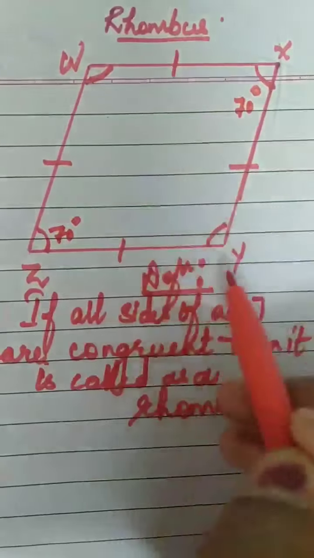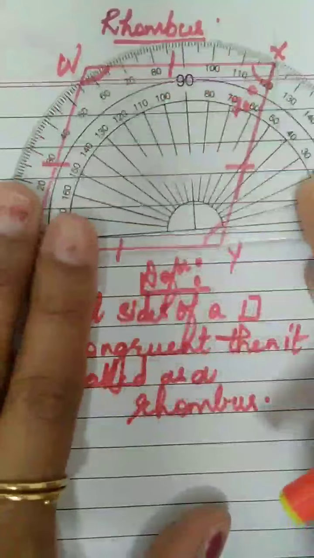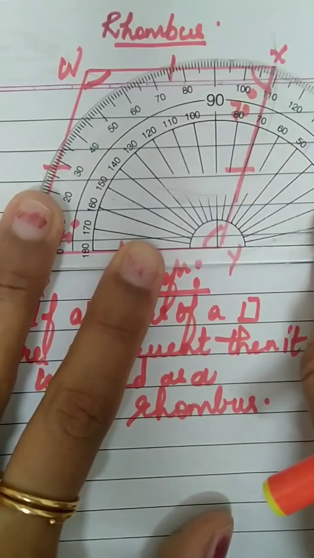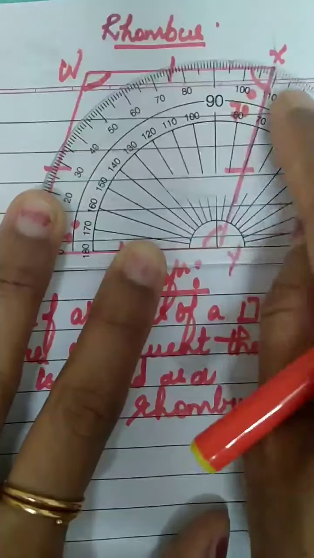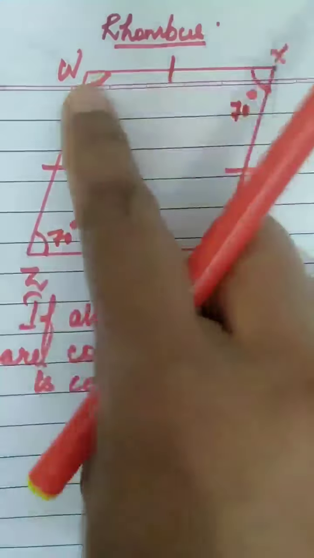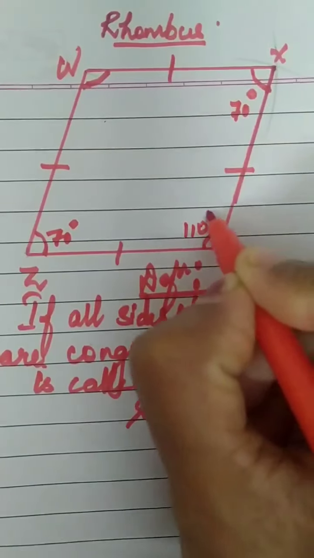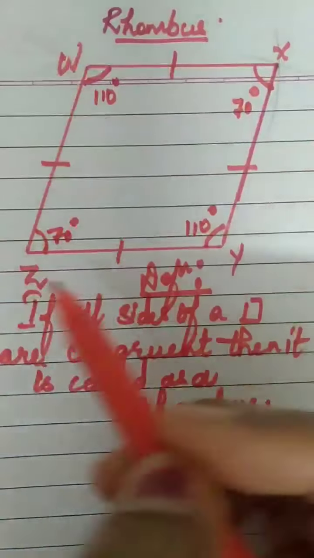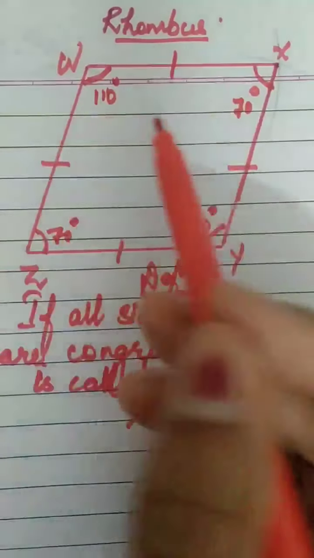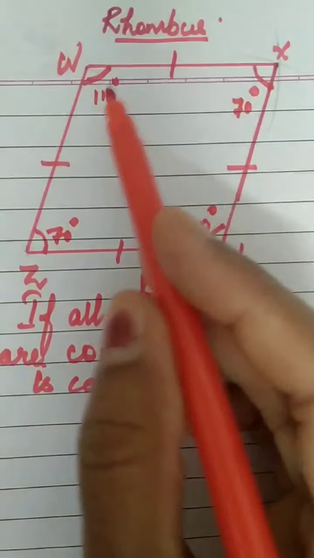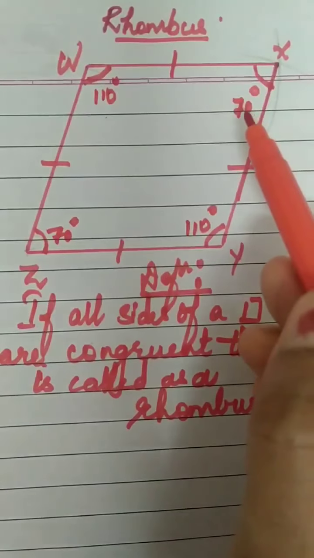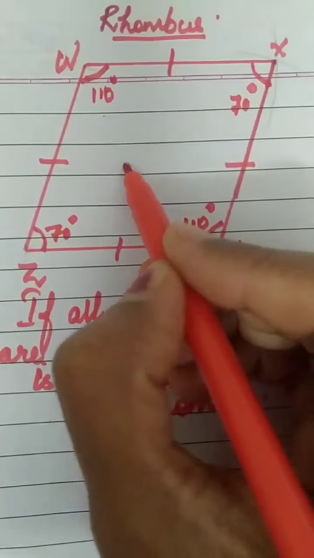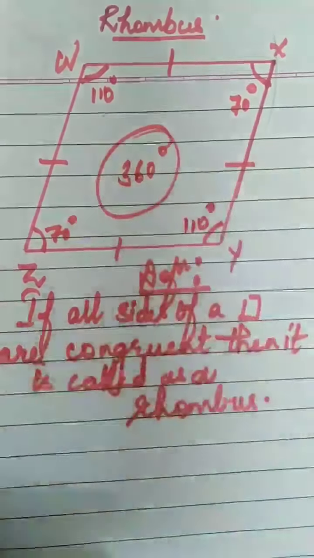In the same way, let me measure how much this angle is. 110. Now it is obtuse, so you will read 110 degrees. This will also be 110. 110 here and 110 here. Okay. Again, it is coming correctly. If you add all the angles, it should be 360. 110 plus 110 is 220. 220 plus 70 is 290. 290 plus 70 is 360. So in total we are getting 360 degrees.